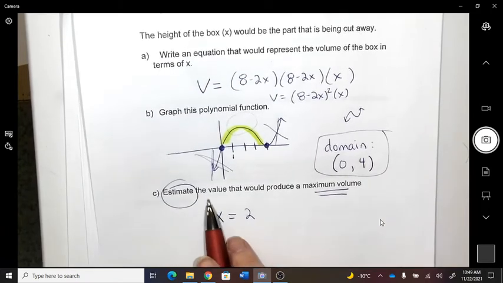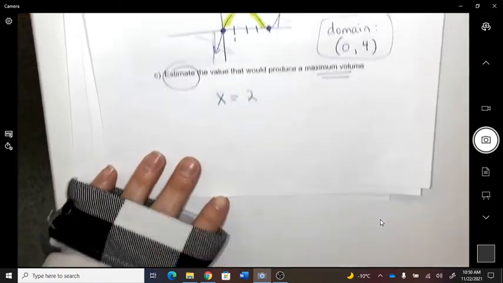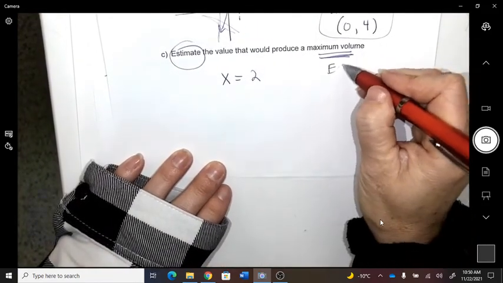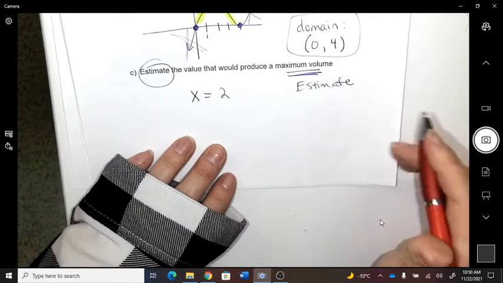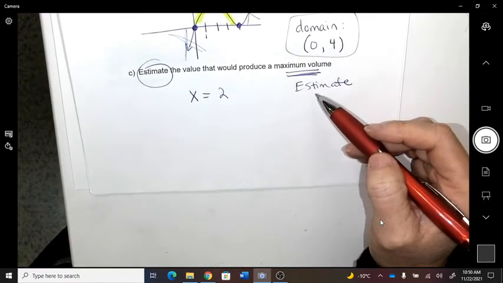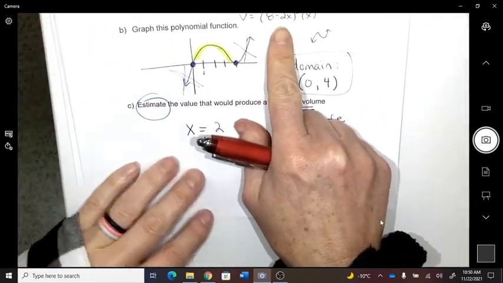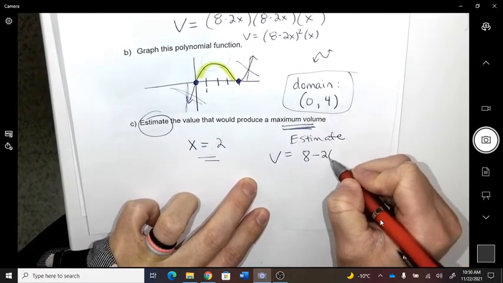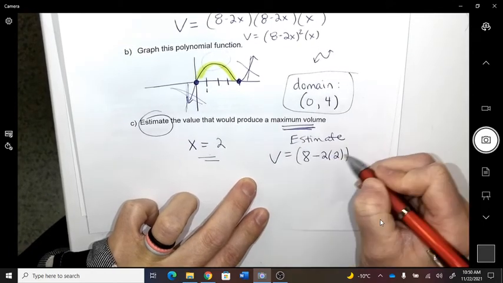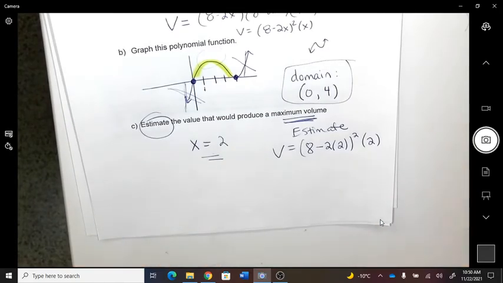Okay, it just says estimate the value, so we would have been done, but I want to ask this further. What is a good max volume estimate? Okay, so how do I estimate the highest volume? I would plug a 2 into my equation. So volume equals 8 minus 2 times the x value I picked. So to estimate the highest volume, we are plugging in, you guys picked a 2.